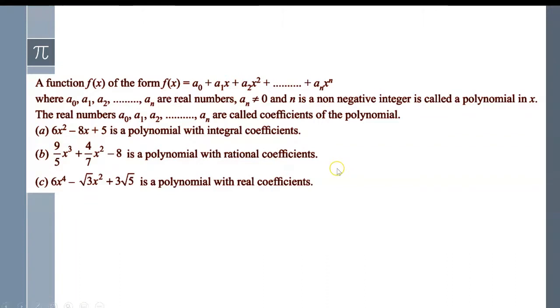Similarly, this is also a polynomial. Why? Because here the powers of x are 3, 2 and again 0. Nothing is there for the last term, so we can think that it is 8 into x to the power 0. That means the powers are 3, 2 and 0, which are non-negative. And also the coefficients are real numbers, they are rational numbers here, right? So this is also a polynomial. This is also a polynomial, like 6x to the power 4, x squared and x to the power 0. So the powers of x are non-negative. So you can recognize which expressions are polynomials and which are not.